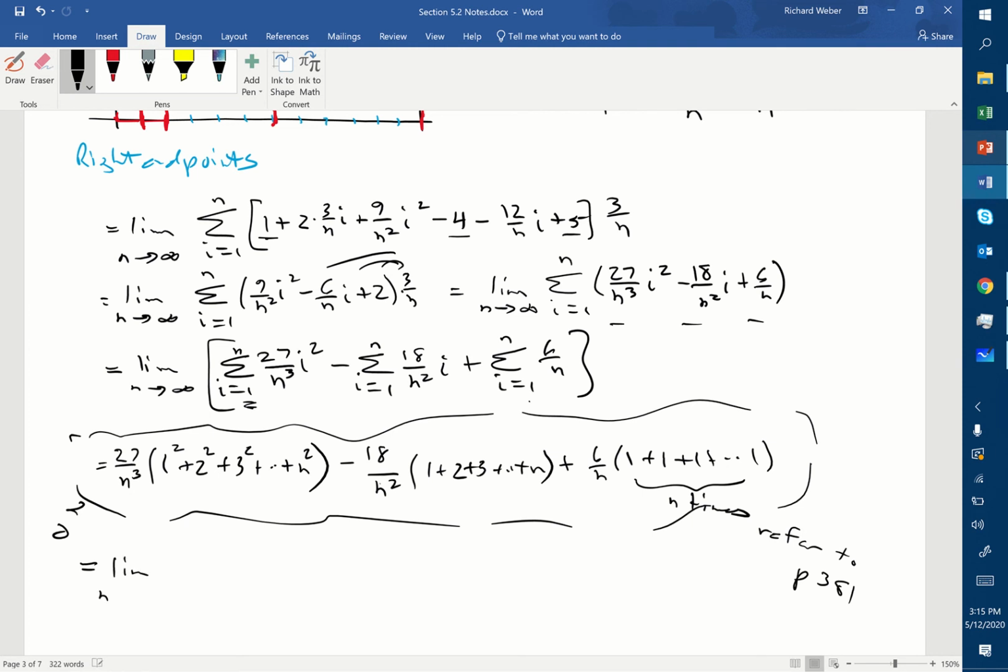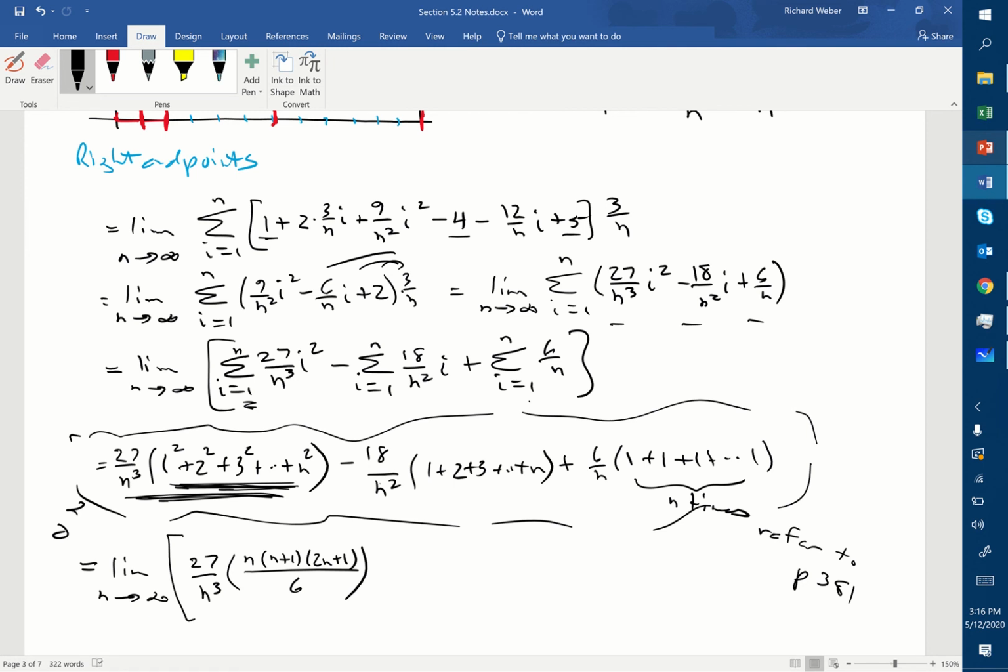We're going to get the limit as n goes to infinity of a big bracket, and we're going to get this guy. I'm going to replace this with 27 over n cubed. Where'd the sigma go? Well, the sigma is lost because I wrote it out instead, so I don't need the sigma. But here's the thing. On page 381, we have a formula for the first n squares being added. The formula is n times n plus 1 times 2n plus 1, all over 6. It's a closed form for the sums of the squares.